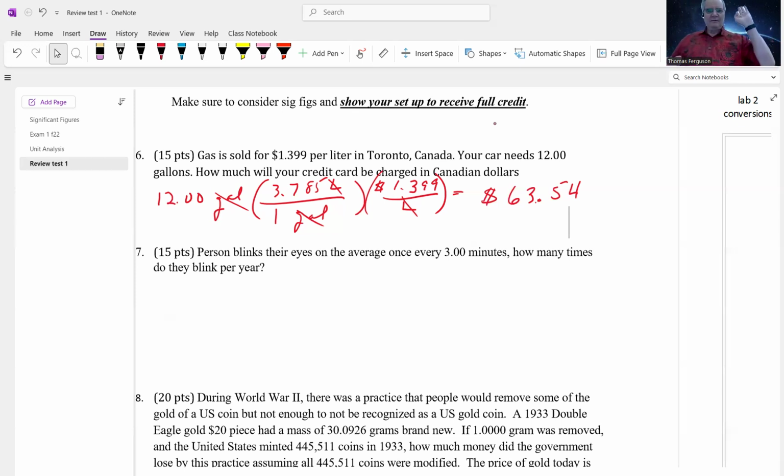Okay, so a person blinks their eyes on average once every 3 minutes. I blink my eyes probably once every 15 seconds, but there's a statistic out there that's 1 every 3 minutes. So the given is going to be, you could do this a couple different ways. You could do it 1 per 3, or you just say 3. So let's just start with, instead of the fraction, the 3 minutes.